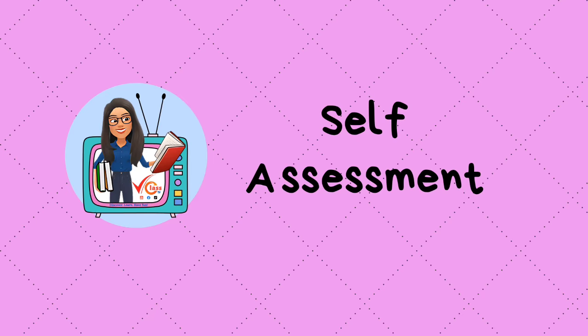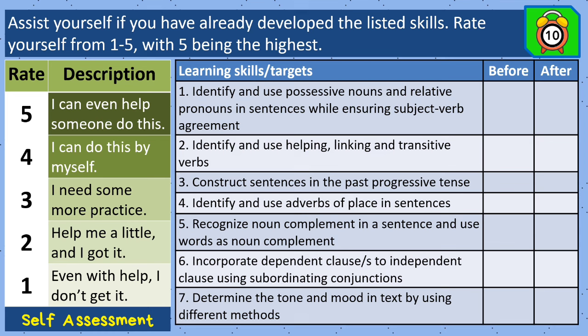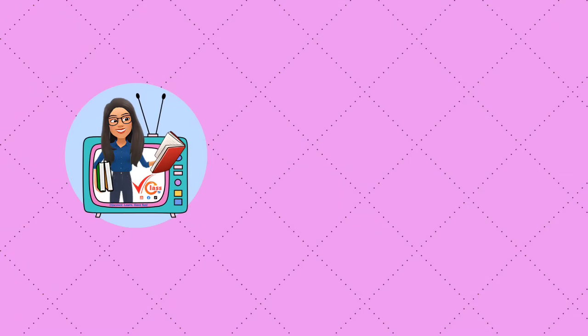Let's now proceed to a self-assessment activity. Self-assessment means you are going to consider how much you understand something. Assess yourself if you have already developed the listed skills. Rate yourself from 1 to 5, with 5 being the highest. Fill in the before column because we are just going to start our lesson for this week. Keep your self-assessment for later this week.